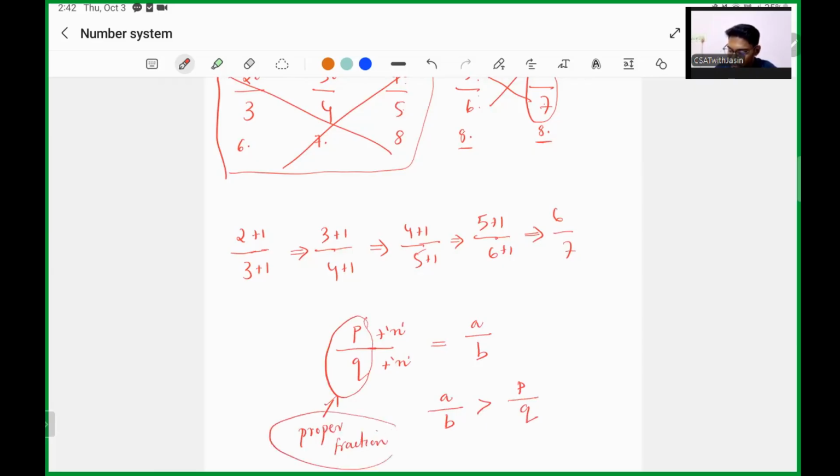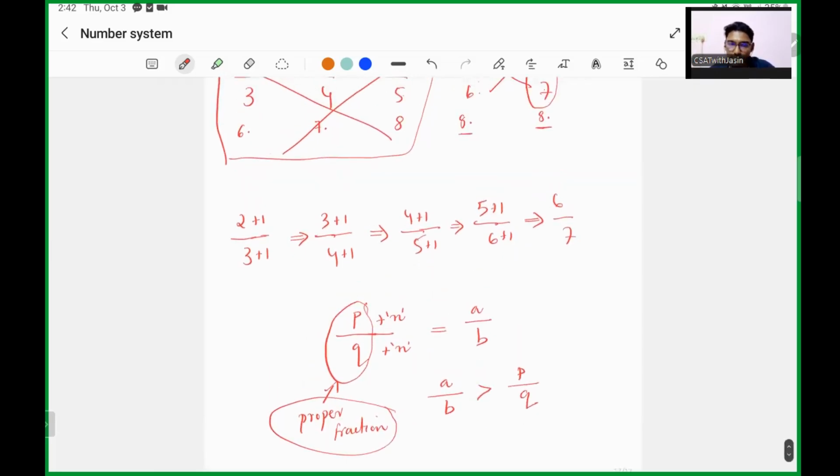So do you understand what I said? If there is a proper fraction and you are adding the same positive number to the numerator and denominator of that proper fraction, you will get another fraction, right? So that fraction will always be greater than the initial fraction. UPSC has asked a question like this. Once UPSC has asked a question like this.